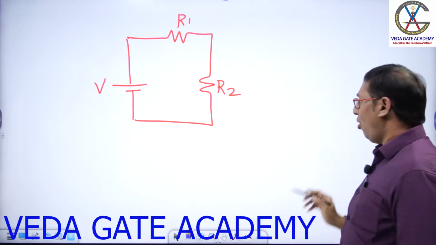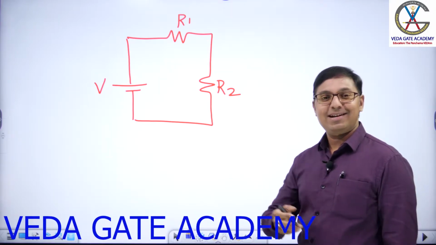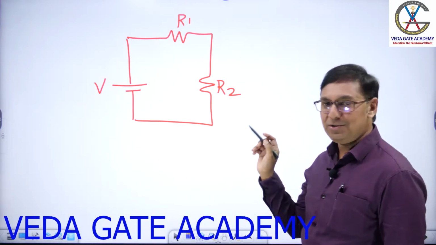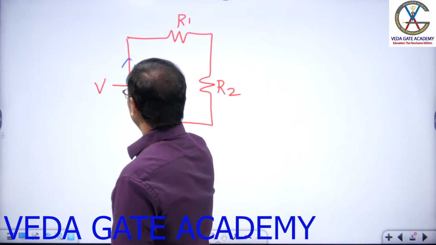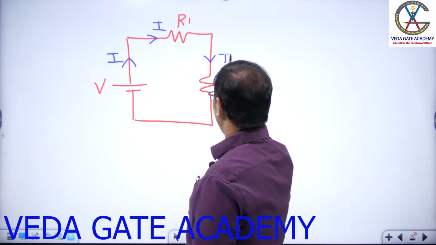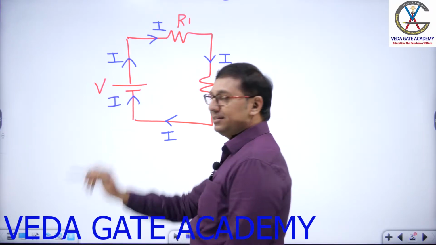What current do we discuss, conventional current or electron current? We always go with the conventional current. Conventional current flows from which terminal to which terminal? Positive to negative. So current comes out of the source, flows like this, and enters the negative terminal of the supply.